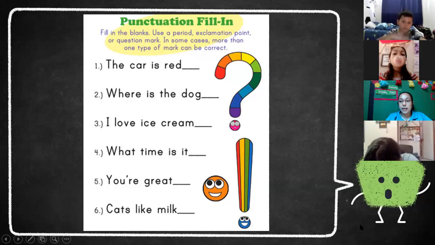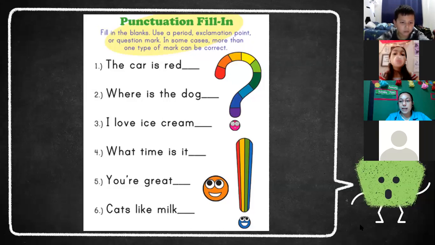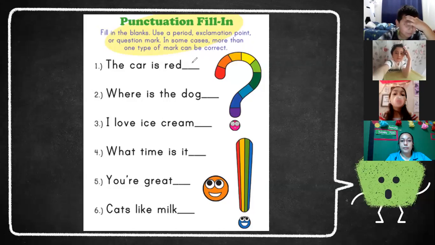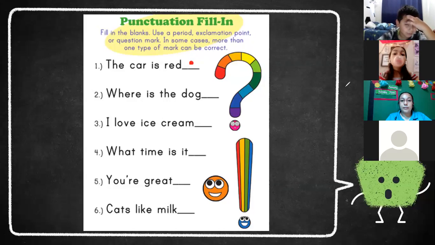Okay, Christopher Amaya, tell me, period, exclamation point, or question mark? Period? Okay, it's the first one. You say this one is a period. Excellent. Okay. Yes, because it's a declarative sentence. So you say the car is red.